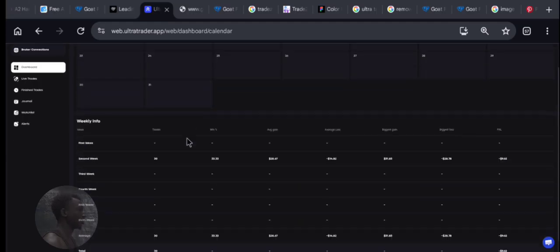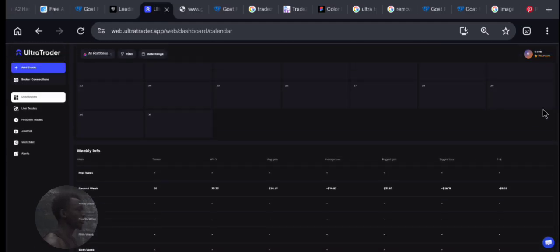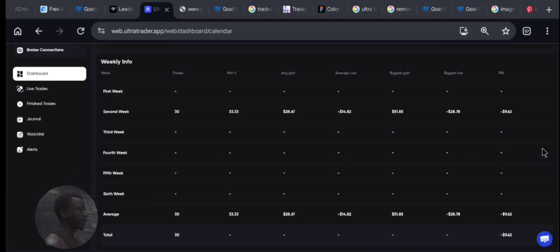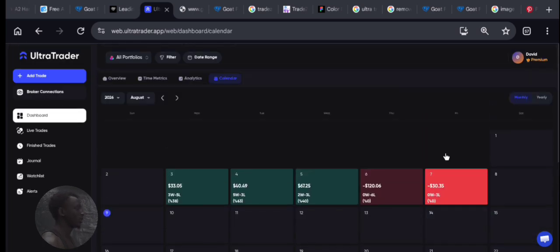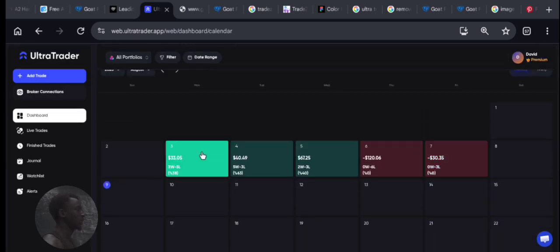So that's basically it for the calendar section. You can see the first week, the second week, the third, fourth, fifth, down to the average of how much I lost. In the whole first and second week it was around $9. I zoomed in too far.